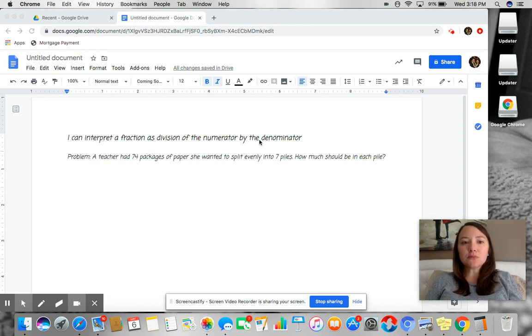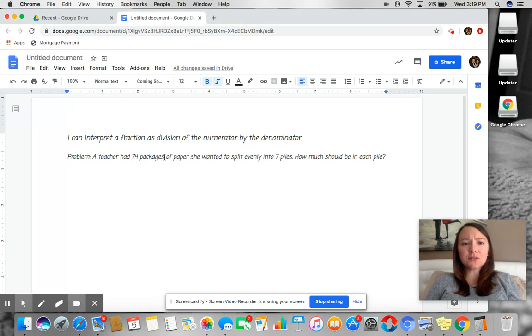And we had some questions just like this yesterday. So let's go over, think about what the question's asking. A teacher had 74 packages of paper. She wanted to split evenly into 7 piles. How much should be in each pile? So I need to ask myself a couple questions. Do I have the total or do I need the total? Well, considering that it says a teacher had 74 packages of paper she wanted to split evenly, I know that I already have the total.